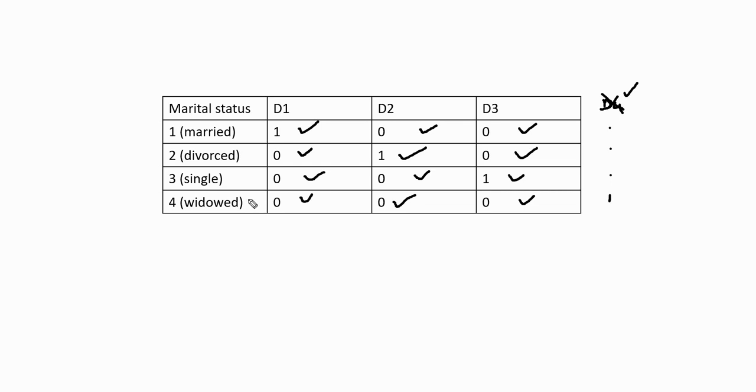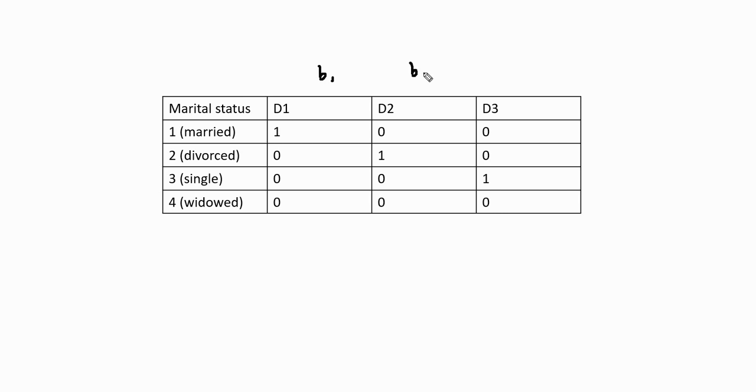and what this represents is the fact that I'm treating the widowed group as a reference or baseline category. So in other words, when we run our linear regression, the first regression slope for D1 will represent the difference between persons who are married and those who are widowed.